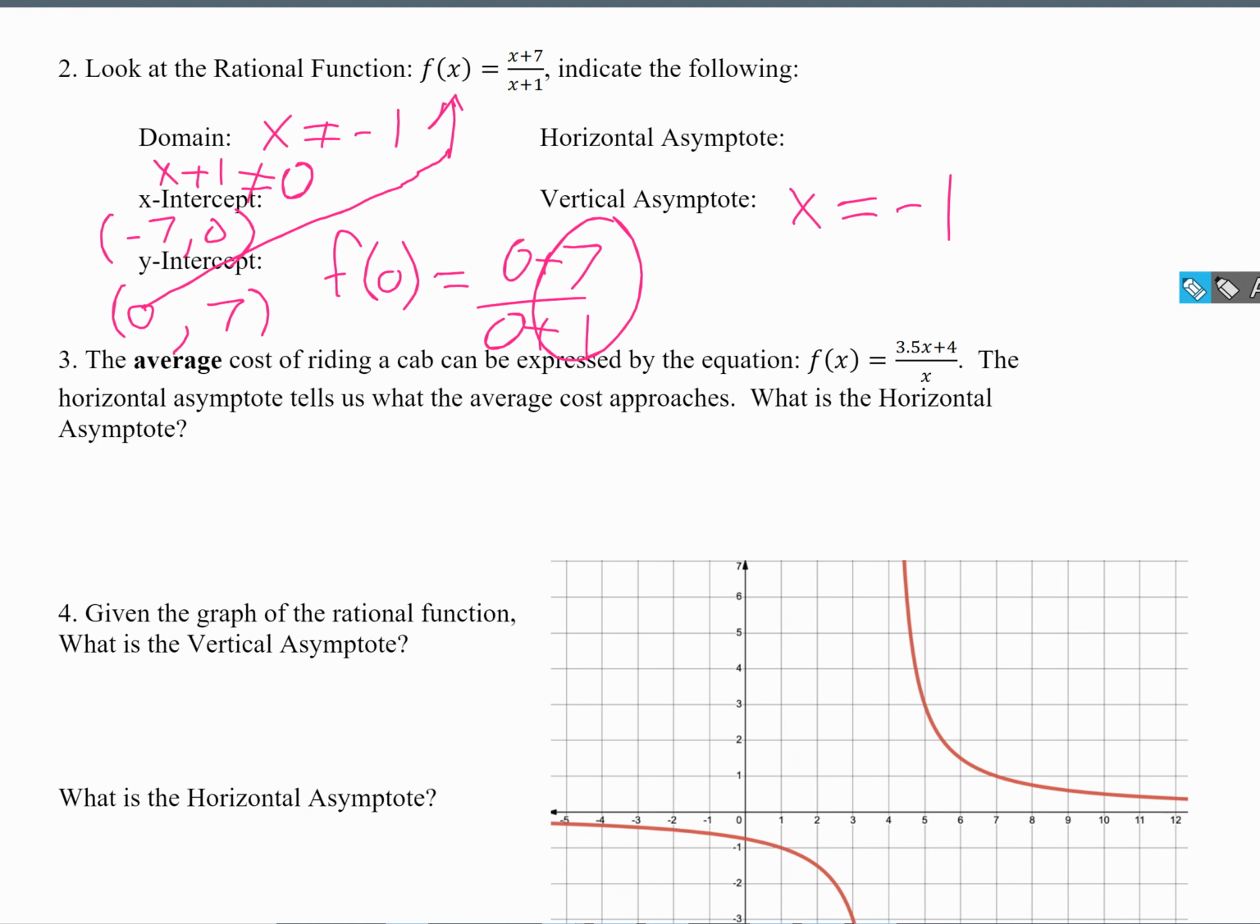Horizontal asymptote we just talked about. If the numerator has a higher power than the denominator, it doesn't have a horizontal asymptote. If the denominator has a higher power than the numerator, it's 0. Y equals 0 is the horizontal asymptote. It's always going to be y equals something if there is one.